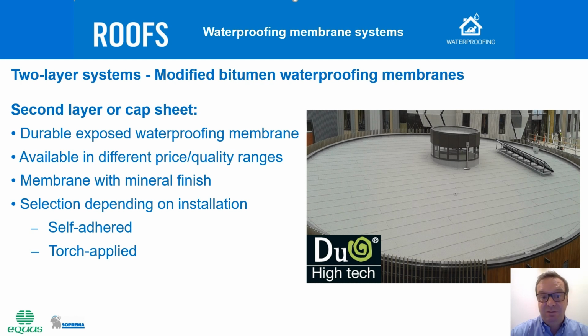These membranes have to be very resistant to the outdoor climate. They have to be UV resistant, they have to resist the different climates, whether it's cold or hot temperatures, and they need to be fire retardant. In some cases, these cap sheets can have additional benefits, such as, for example, root retardance, if we want to continue and place a green roof on top.